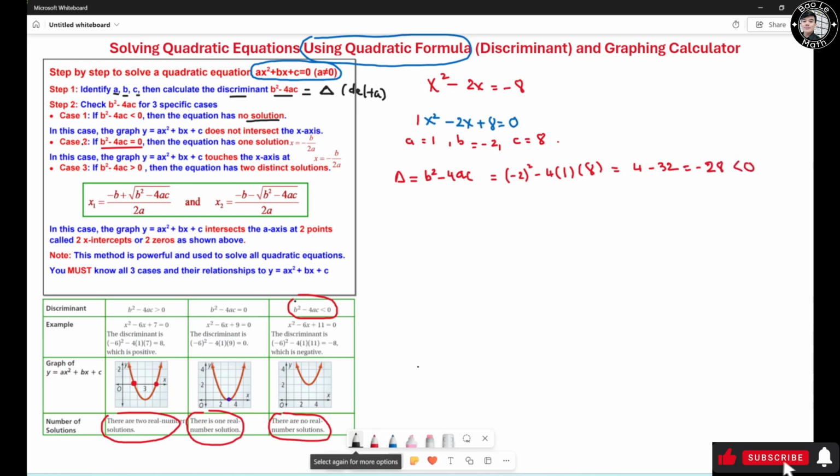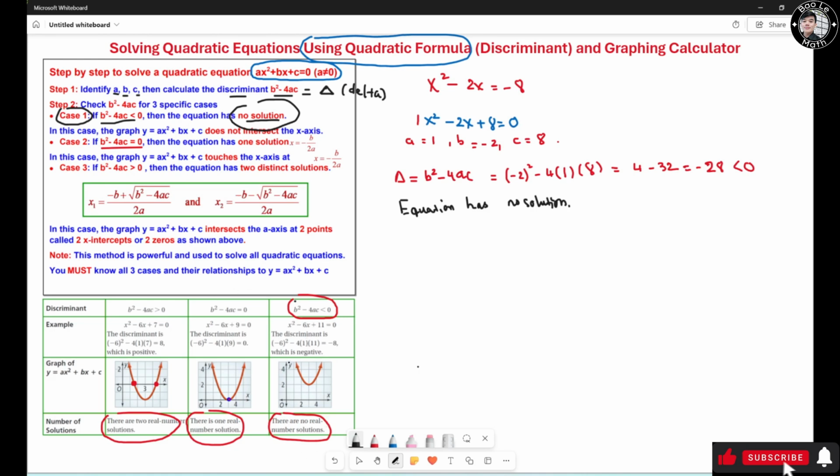Alright, so we look at this one. It falls in the first case, right? Discriminant less than 0, the equation has no solution, right? Alright, so we just say the equation has no solution. Now we're going to use the calculator to check our solution.